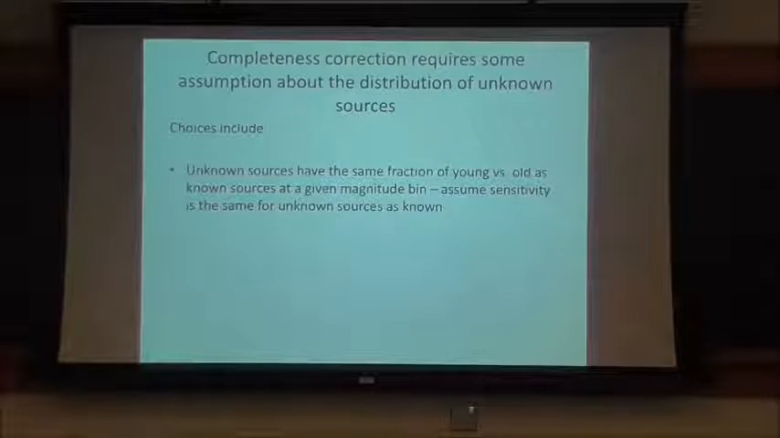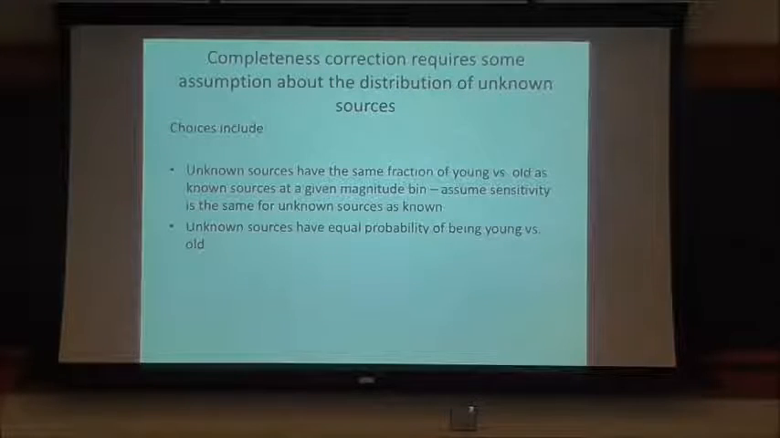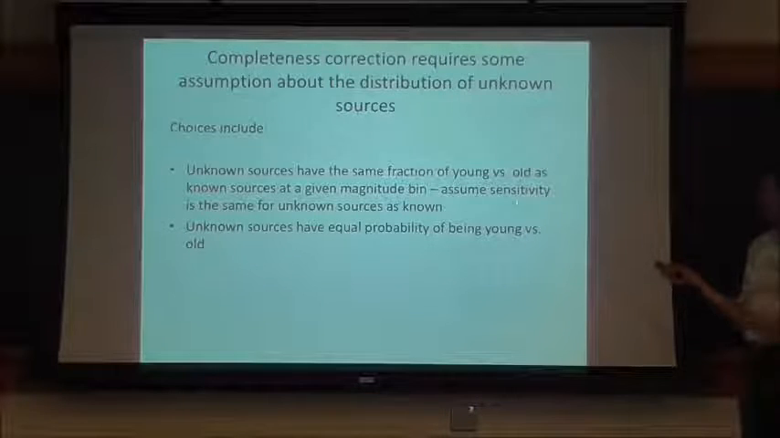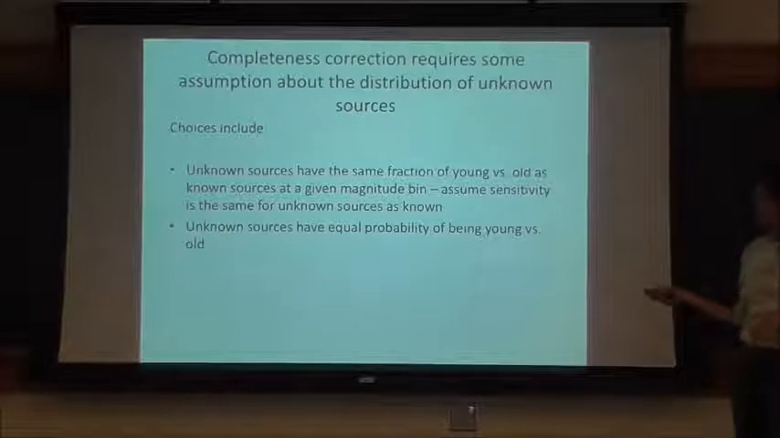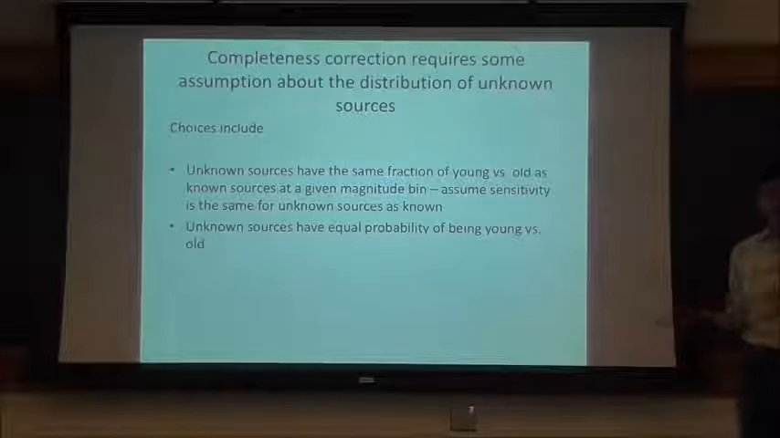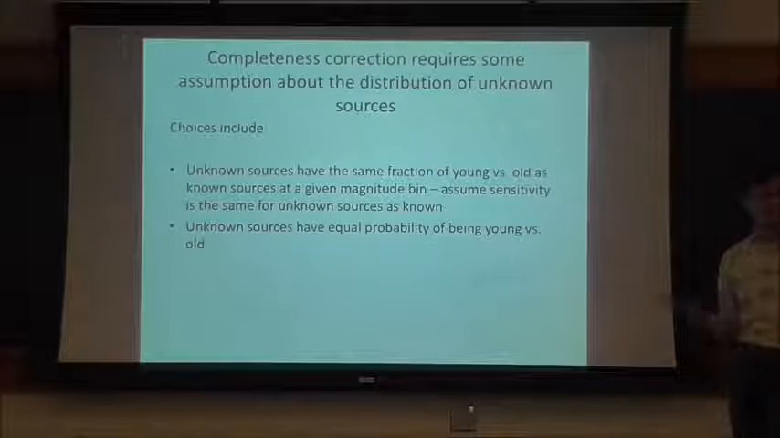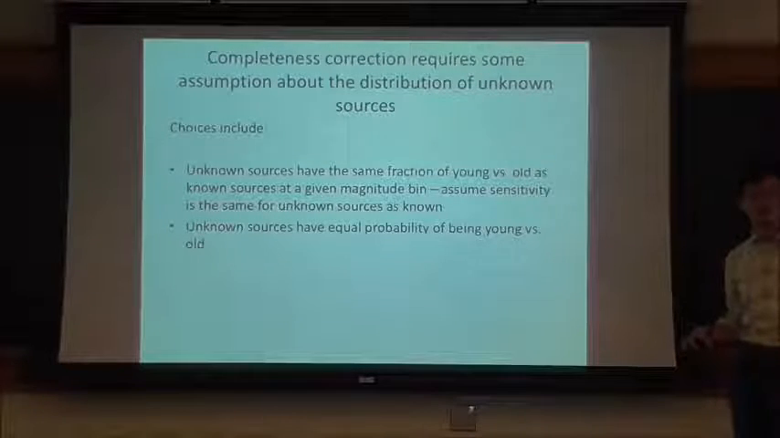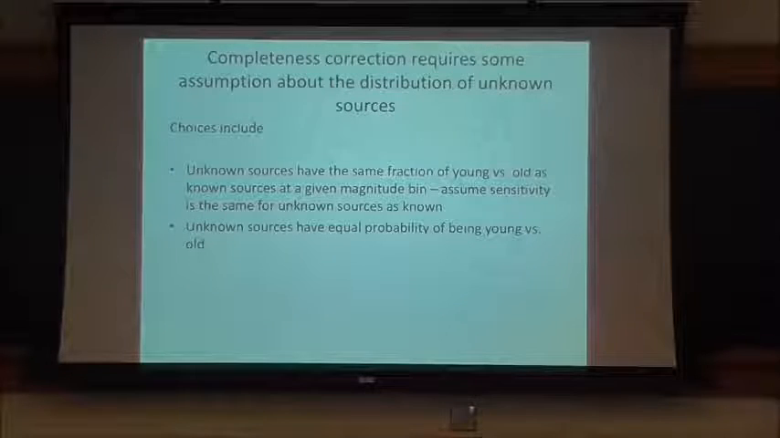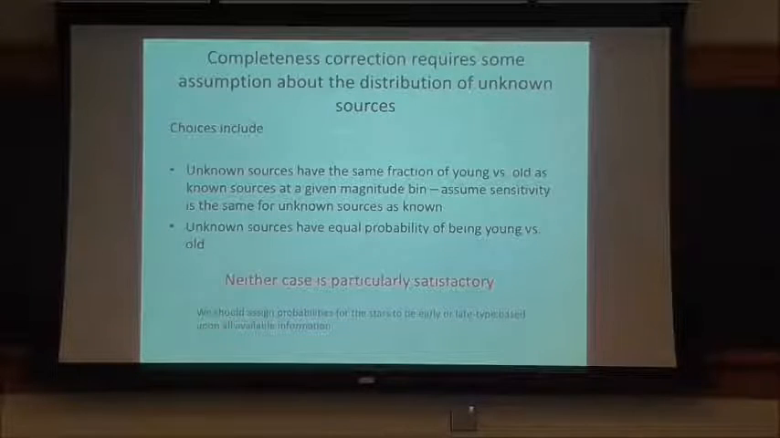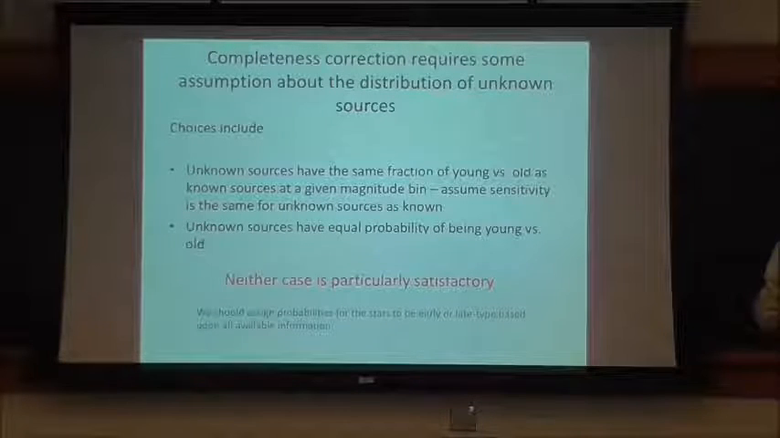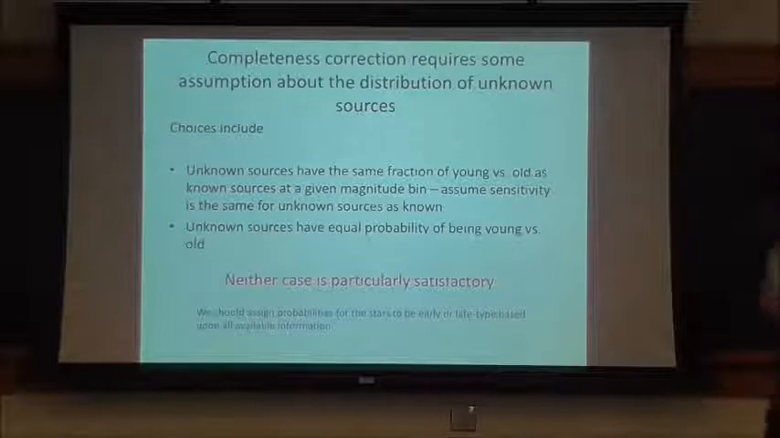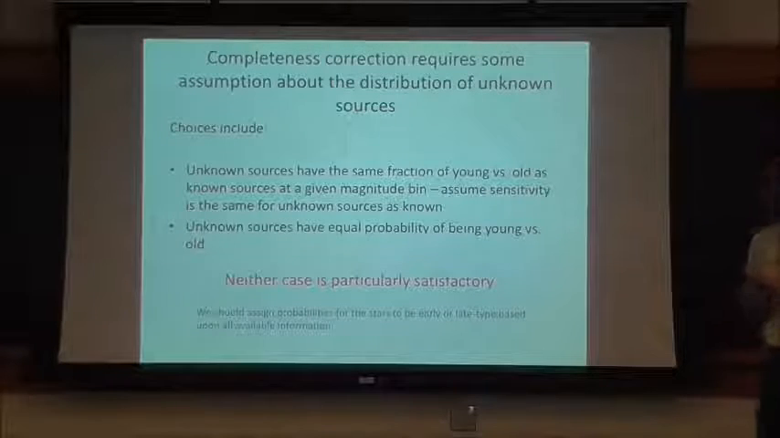Another possibility might be that, okay, but this assumes that you have the same sensitivity for the detected versus the non-detected source, right? The other possibility might be that you just assign equal probabilities for young and old for this population that you don't see. Neither of these cases is particularly satisfactory in terms of completeness correction, right?